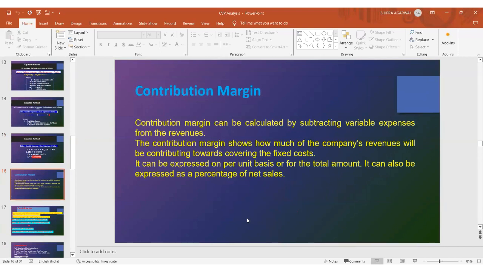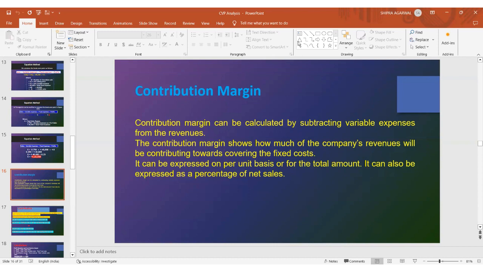See, when we subtract the variable expenses from the sales or from the revenue, whatever figure we get is known as contribution, right? So that means the contribution margin is telling you how much the company's revenue will be contributing towards covering the fixed cost. Now, why covering the fixed cost? Because as I told you, you already have a setup for your fixed cost. You already have a building, a plant, a machine. So you do not have to incur any extra fixed cost. Whether you produce any unit or not, this fixed cost is already incurred. You are not going to change it, right?